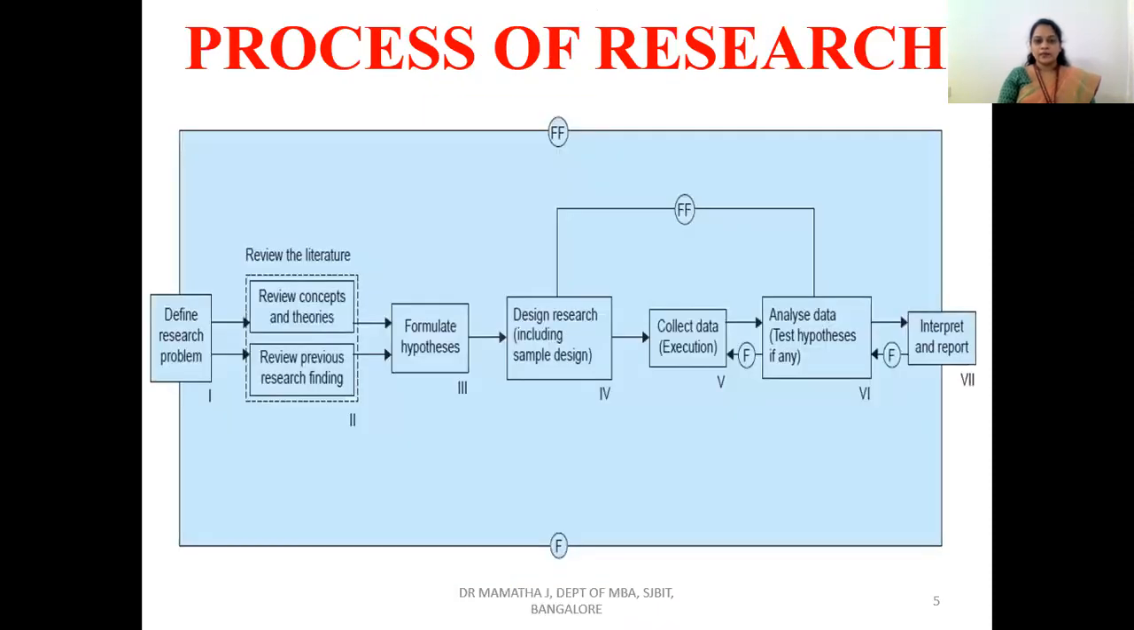As per the C.R. Kothari textbook, this is the most popular flowchart, which involves 7 steps, the same steps. Starting from defining the research problem, the second step is reviewing the literature. The third step is formulating the hypothesis, followed by designing the research methodology, data collection, data analysis and interpretation, and reporting. So these are the 7 steps involved in the research process. Let us now begin with each step.